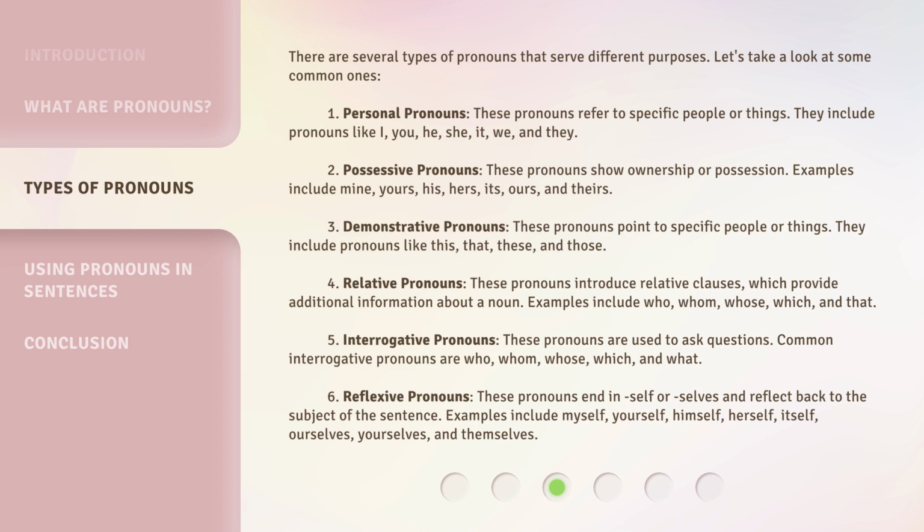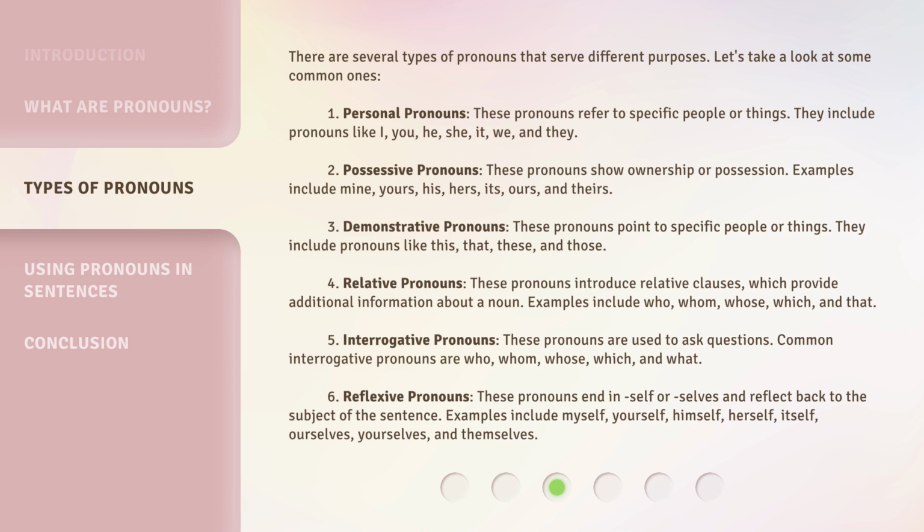2. Possessive pronouns. These pronouns show ownership or possession. Examples include mine, yours, his, hers, its, ours, and theirs. 3. Demonstrative pronouns. These pronouns point to specific people or things. They include pronouns like this, that, these, and those.